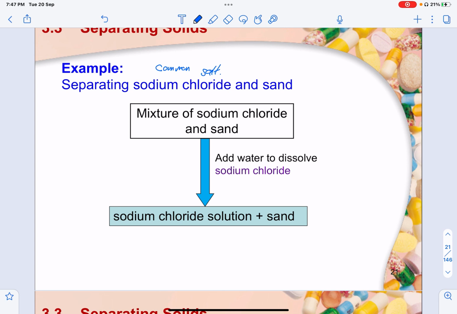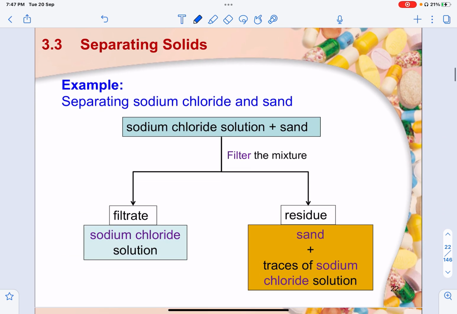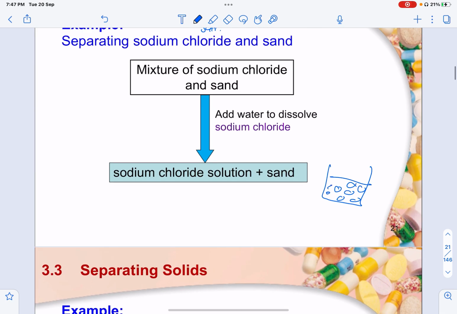When you dissolve the sodium chloride, you will form a sodium chloride solution and sand. Imagine it as a liquid portion, and some of it is your sand particles that cannot be dissolved in water. Next, you filter it. By filtering, you have the sodium chloride solution, and then of course you have the sand. The sand will be filtered to form your residue, whereas your sodium chloride solution becomes your filtrate.